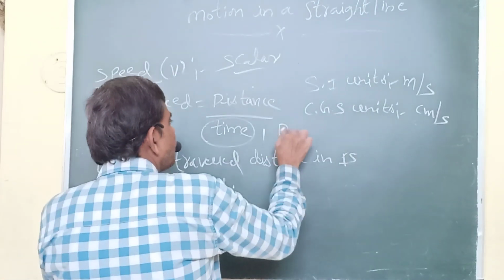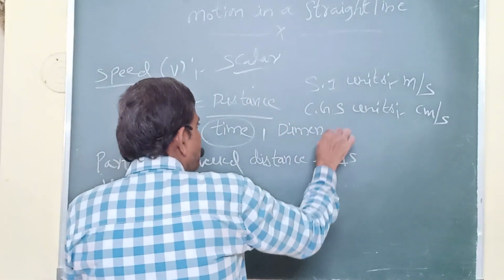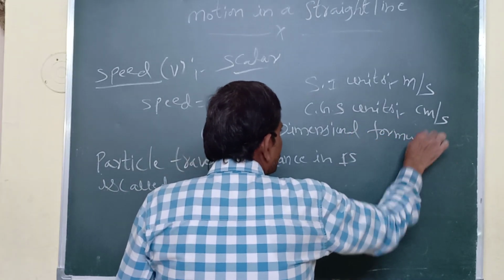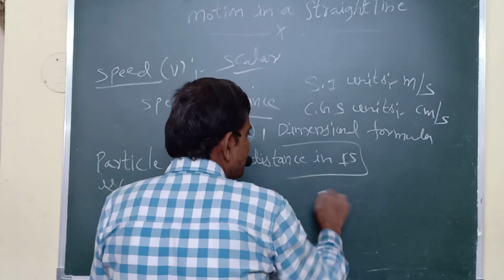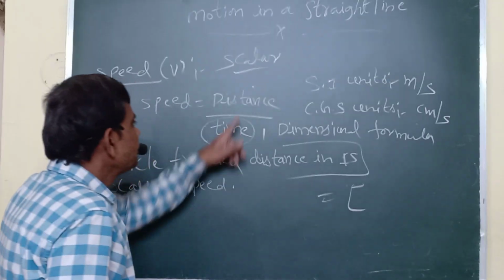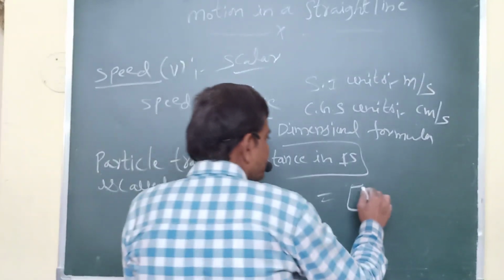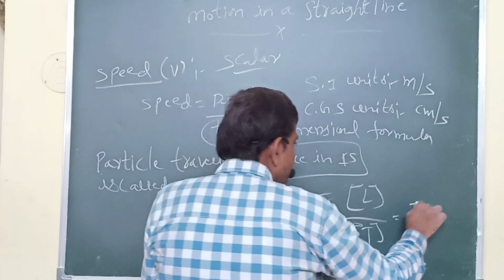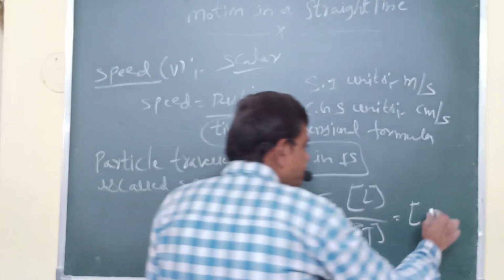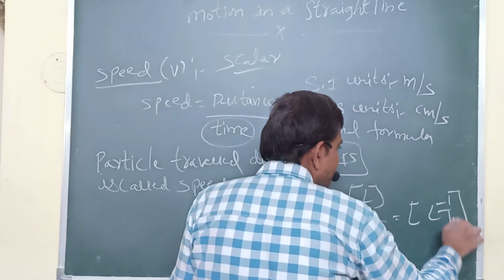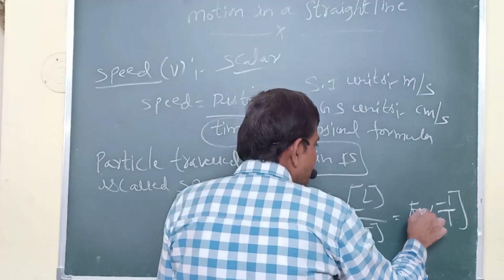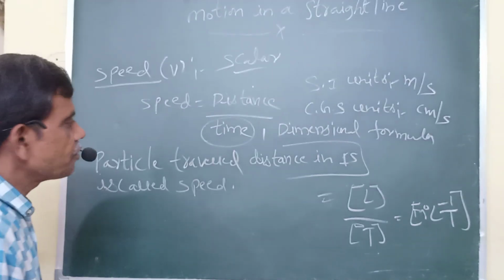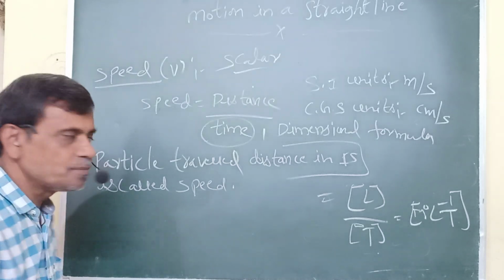Dimensional formula. What is the dimensional formula? L by T. So T coming here, then what happens? T power minus 1. Same like that only. M not affecting. That I am taking power 0, means no affecting, independent. So M power 0, LT power minus 1. This belongs to speed.